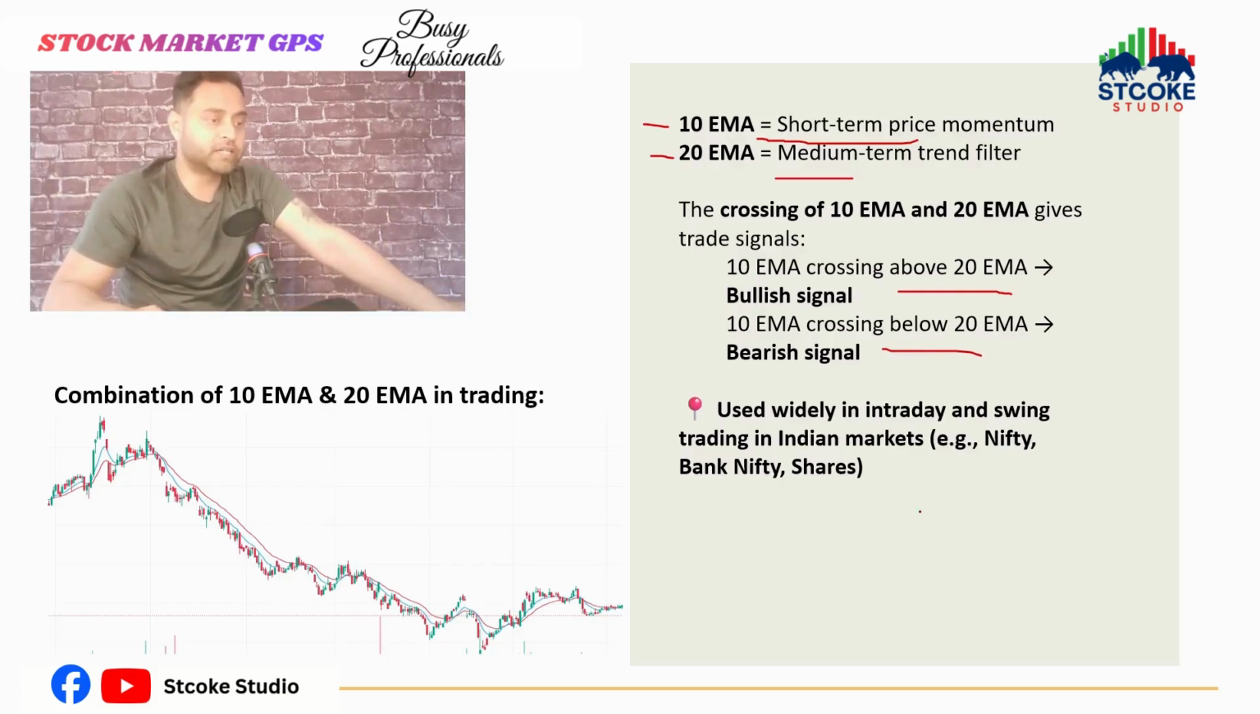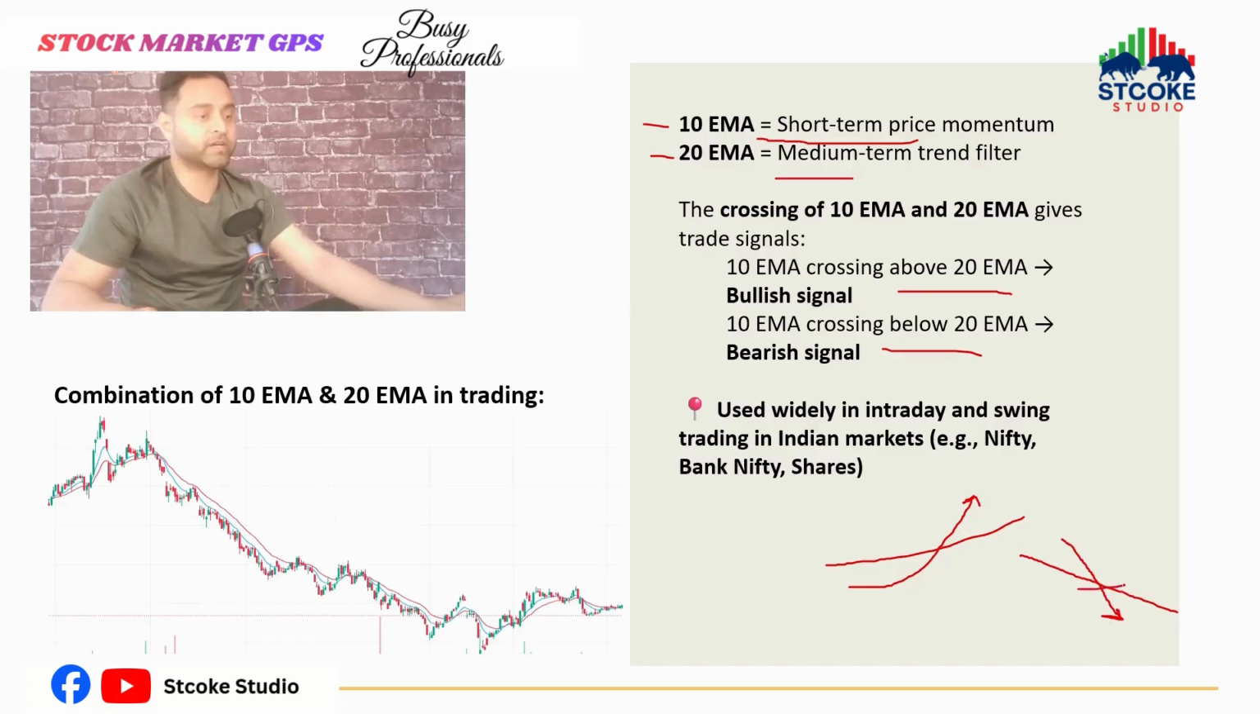So very easy. Let me just reiterate this again. If this is your 20 EMA and the 10 EMA cuts it from below, this is a bullish signal. So when this particular crossover is happening, you can take a bullish trade. On the other hand, when the price is going down, like this is a 20 EMA, and the 10 EMA cuts it from above, then that is a bearish signal. And at this juncture, when this crossover is happening, you can go for a short trade.